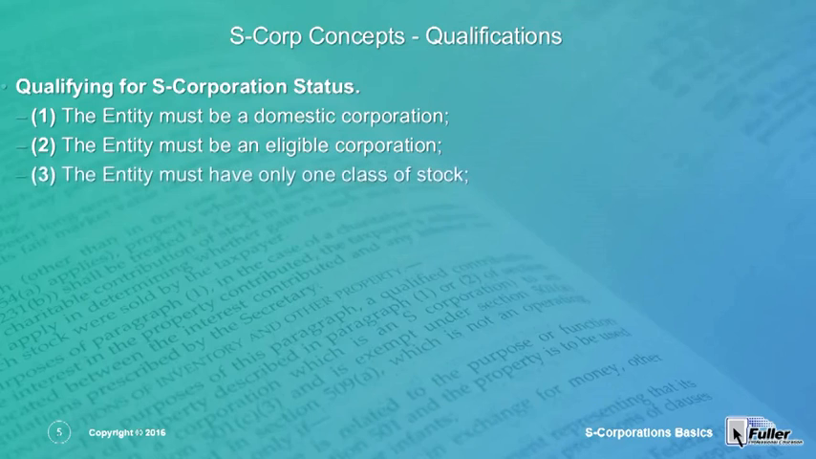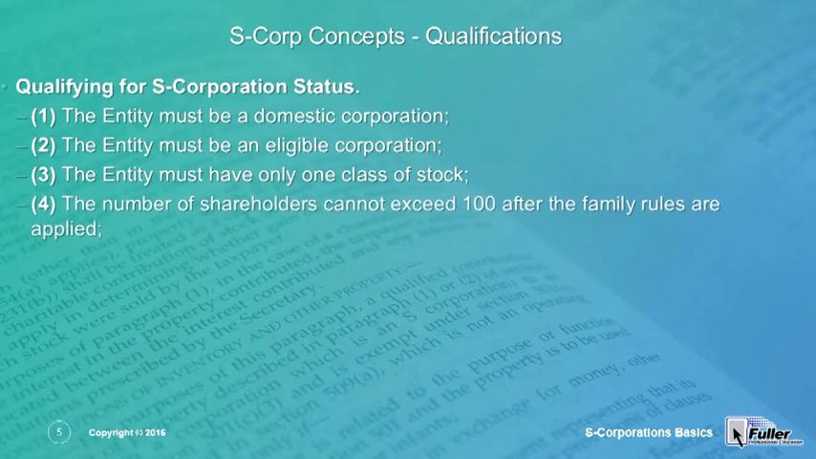The entity must have only one class of stock. So this means you can't have common stock and preferred shares. You have to have only one class. And so that's a requirement. Now, there is some wiggle room within that requirement. If you read the statute carefully, you can see that it's not as cut and dry as that. But basically, in most cases, you need to have just one class.